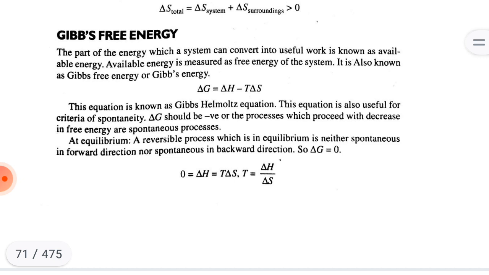Delta G should be negative, or the processes which proceed with a decrease in free energy are spontaneous processes. At equilibrium, a reversible process which is in equilibrium is neither spontaneous in the forward direction nor spontaneous in the backward direction. So delta G is equal to 0. 0 is equal to delta H minus T delta S, which gives T equal to delta H upon delta S.